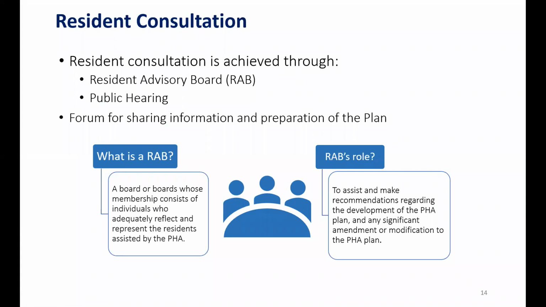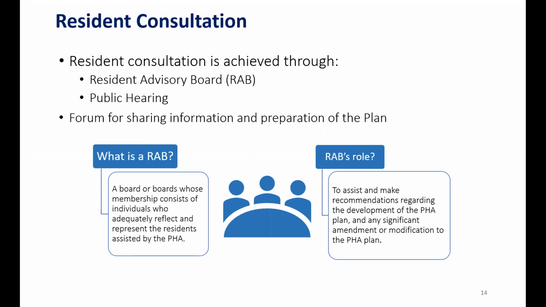So the PHA resident community involvement and resident consultation is important when going through the PHA plan process. Now, this is done through the public hearing process and the resident advisory board, which we mentioned earlier is referred to as the RAB. Let's first address the RAB requirement.